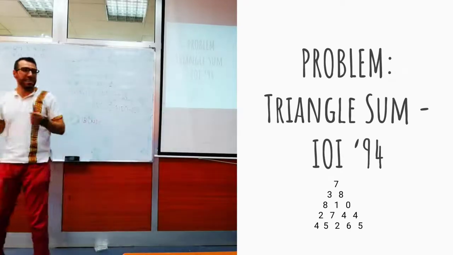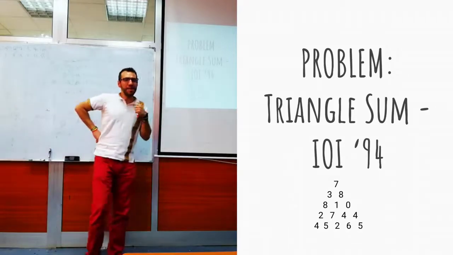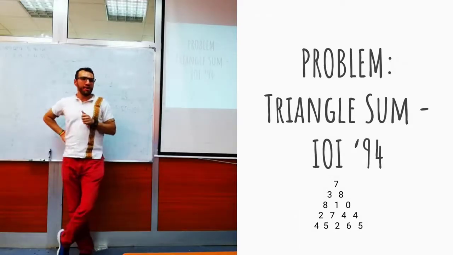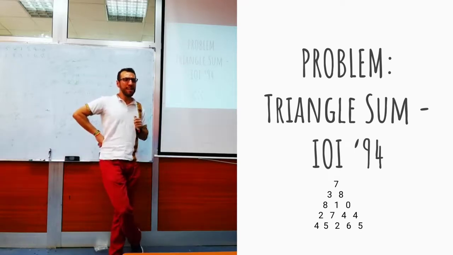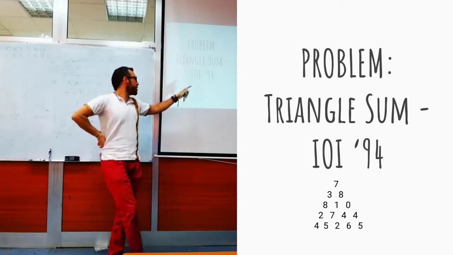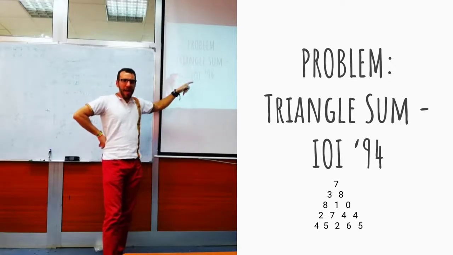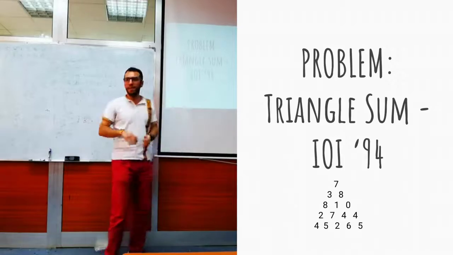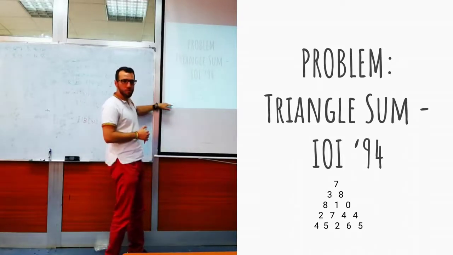All right, so now let's look at the problem. It basically asks us to write a program that calculates the highest sum of numbers passed on a route that starts from the top of the triangle, which is 7, and ends somewhere on the base. So basically, we are going to start from the top and we are going to find a way to the baseline.